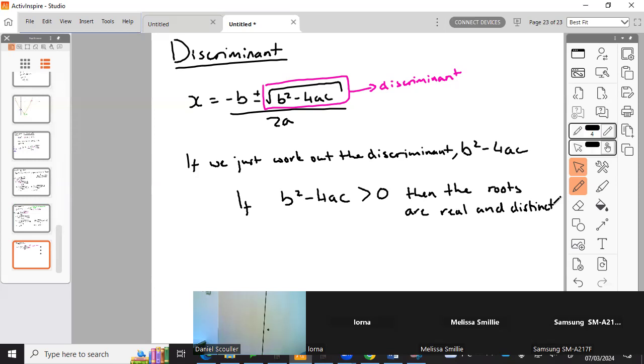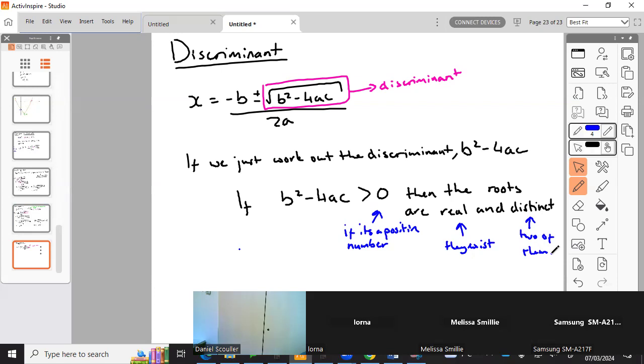So if it's positive, okay, so that's what that means. Let's break that down a little. If b squared minus 4ac is greater than 0, so if it's positive, and the roots are real. Okay, the word real means they exist. And the fact that they're distinct means there's two of them.